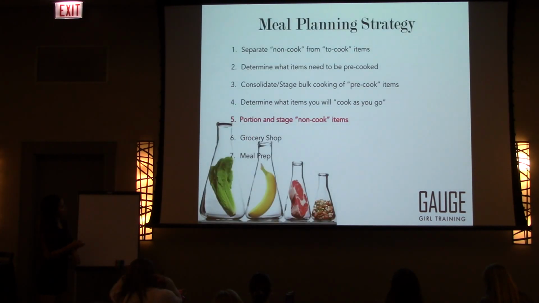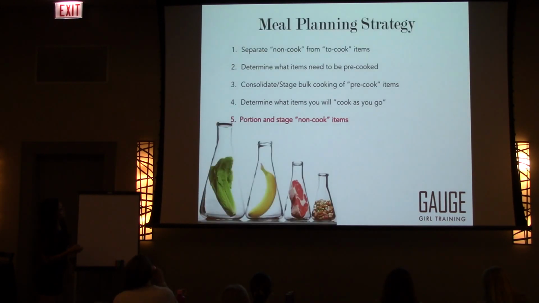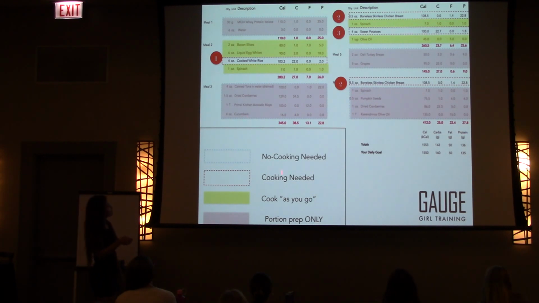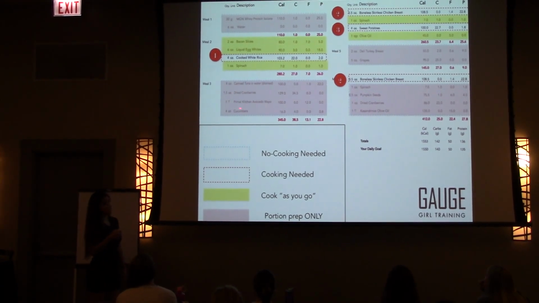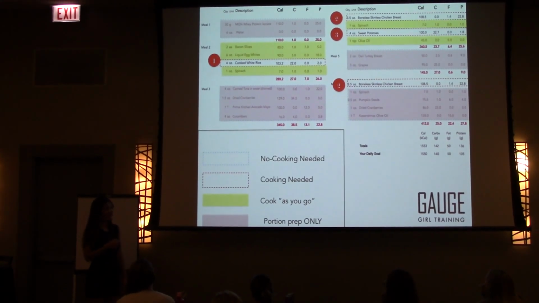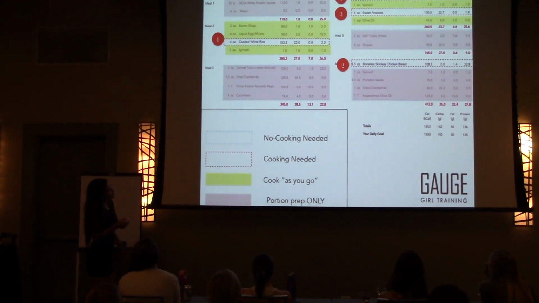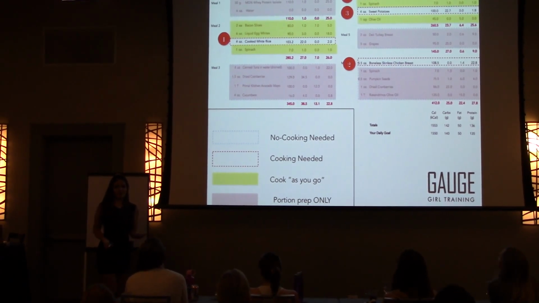Portion and stage your non-cooked items. So here, there it is. These items in pink, you don't need to cook, you just need to portion these out. So this is like a simple canned tuna salad with some dried cranberries, some avocado mayo. I've never tried it actually, but I've heard it's amazing. Try it, avocado mayo, cucumbers. These things, you don't have to cook. All you need to do is portion them out. Like, that's not hard. You don't need to be a chef to do this.